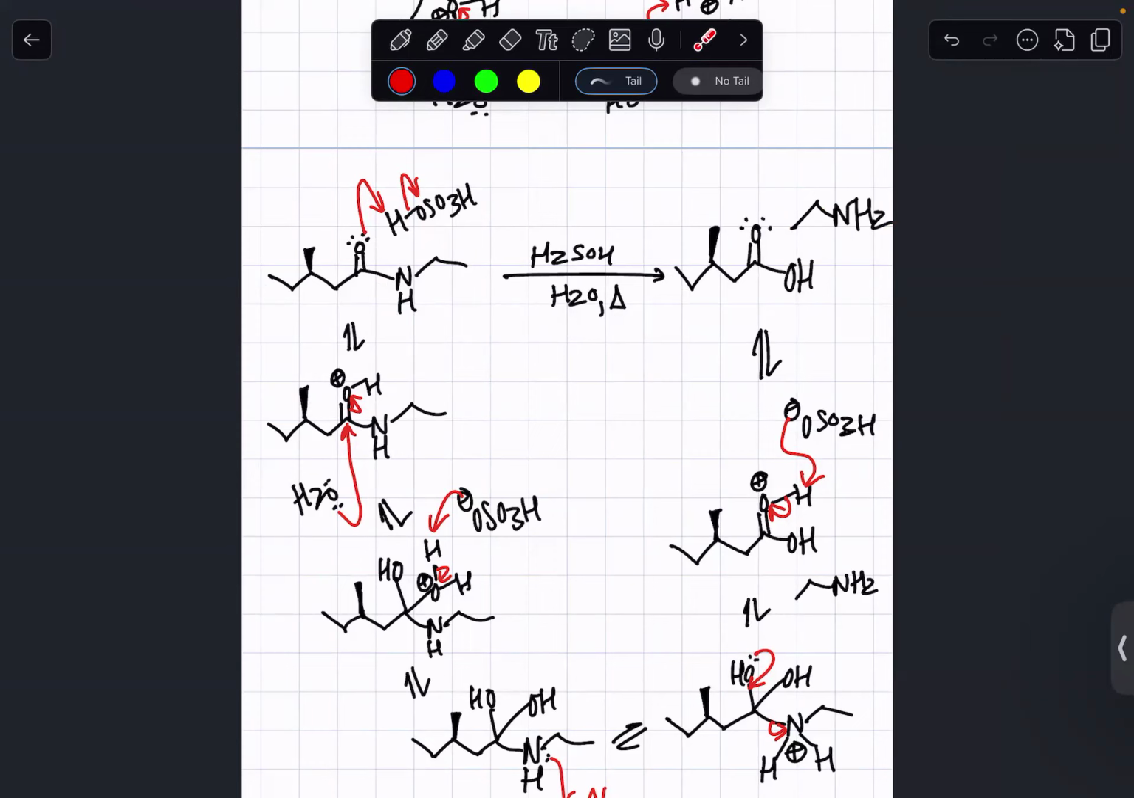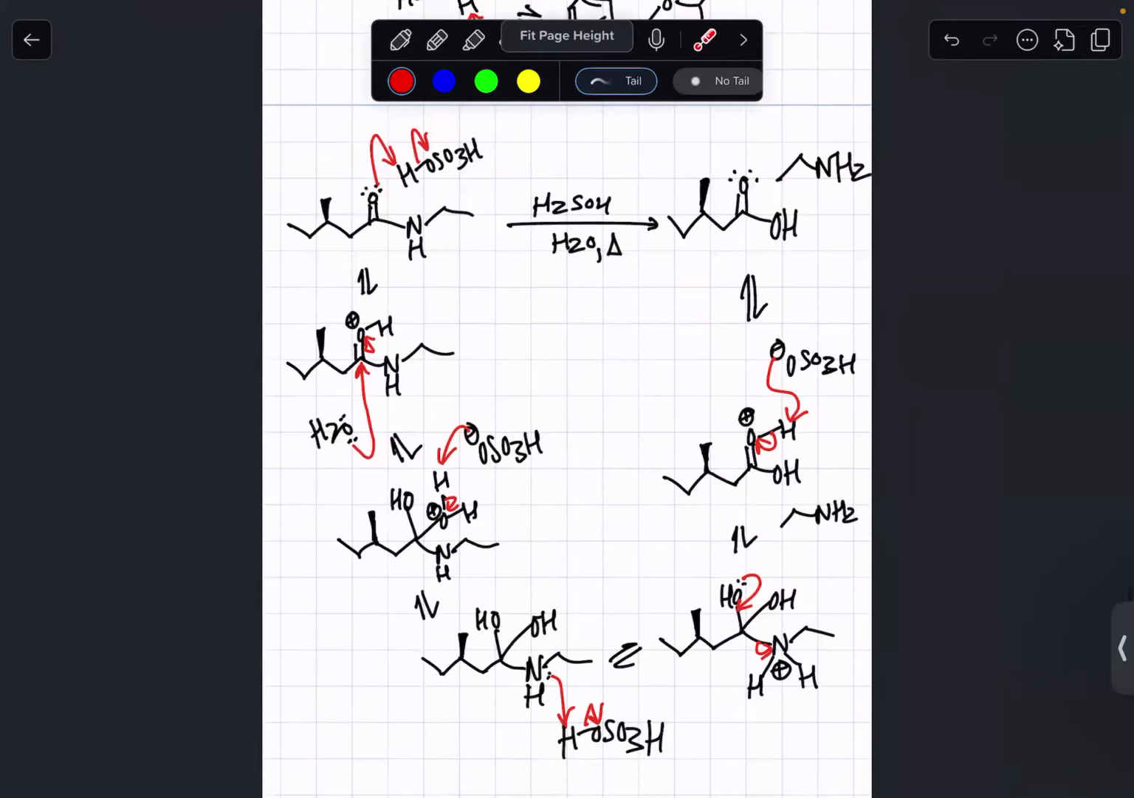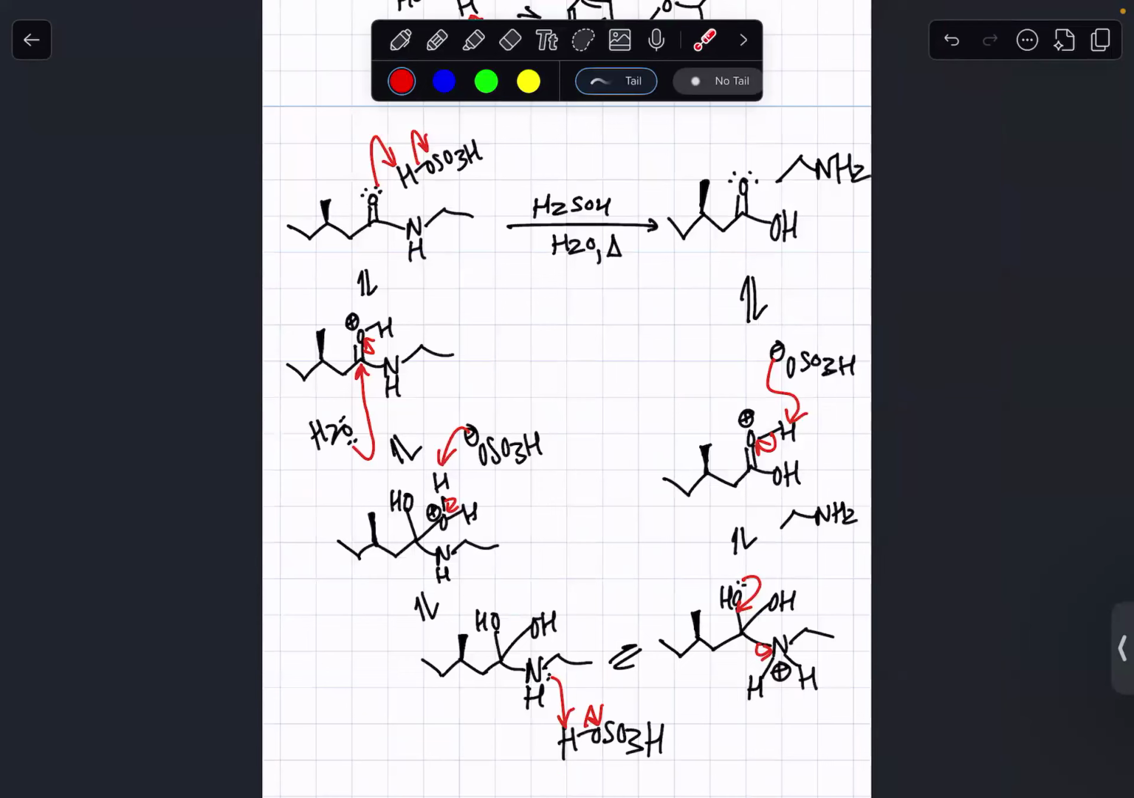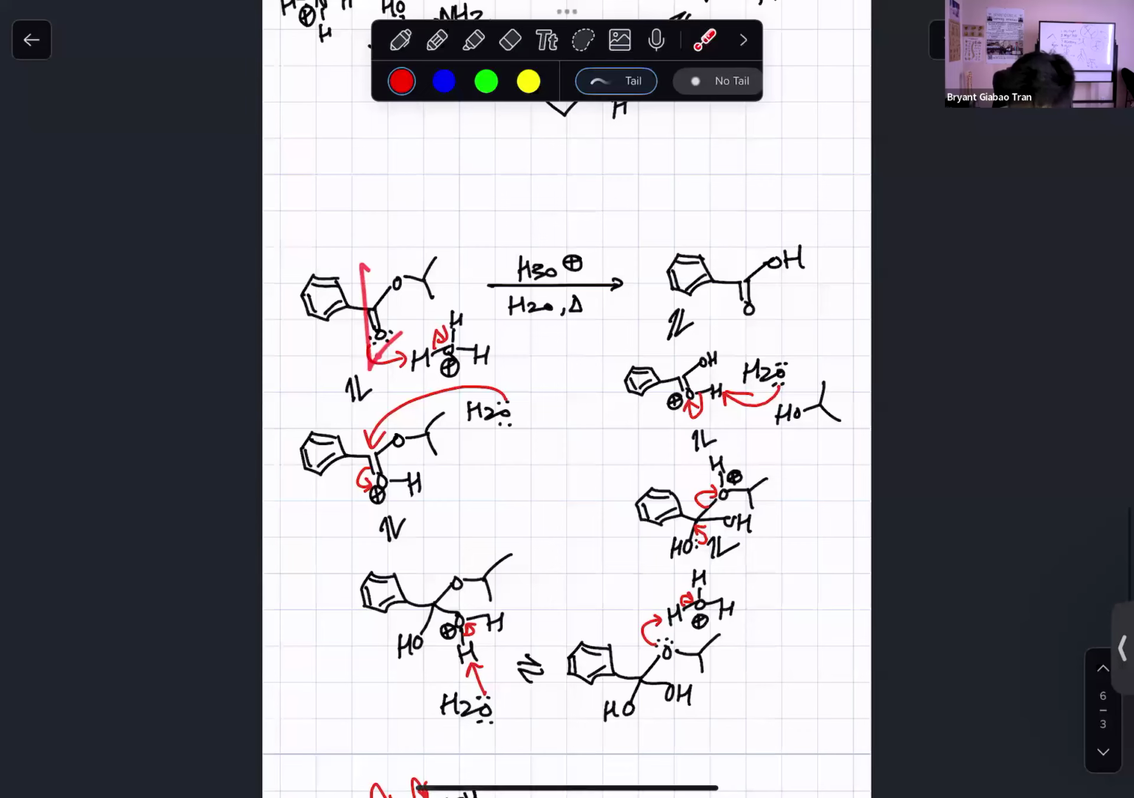Okay, so this was an ester to carboxylic acid. Amide. Sorry, amide. Amide, right. The last one was ester. Okay, that's good.